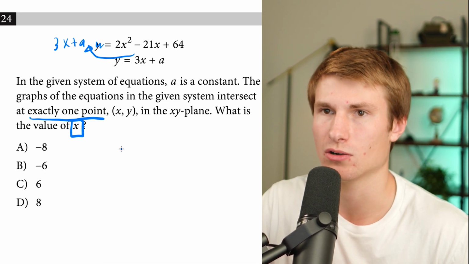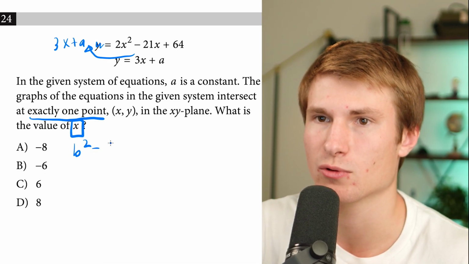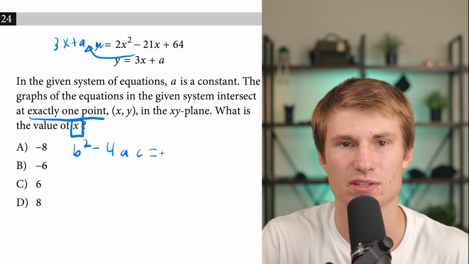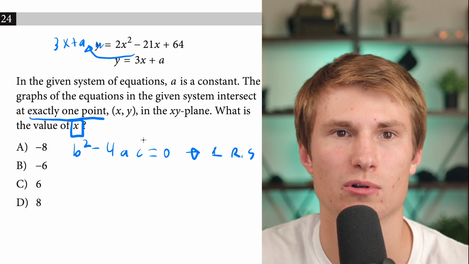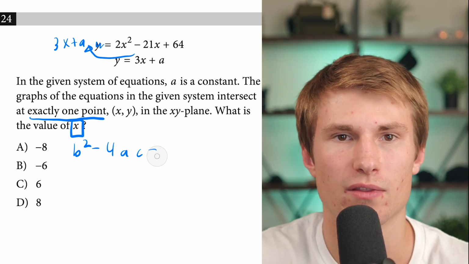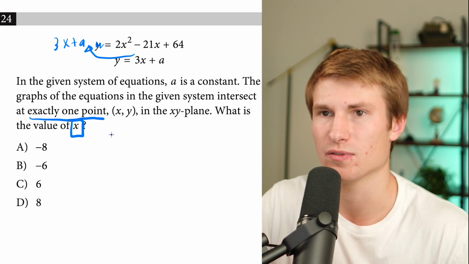The reason why I want to set it all equal to 0 is because I want to end up using b squared minus 4ac is equal to 0. Because if this value is equal to 0, then that means that we have one real solution, or in other words, we intersect at exactly 1 point. So that's ultimately what I'm trying to get in terms of the form. So I want to set it equal to 0.